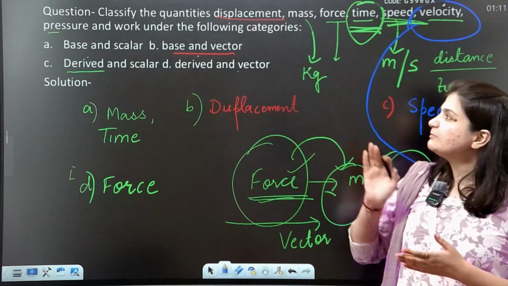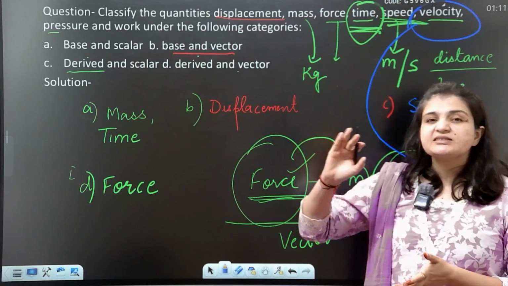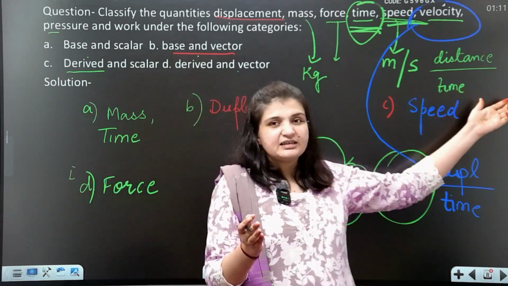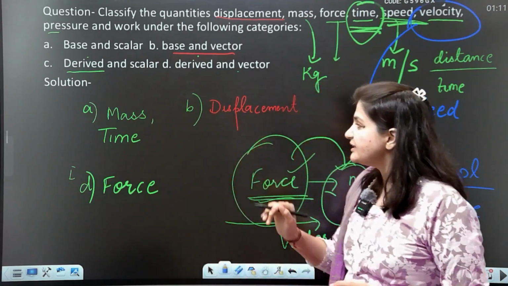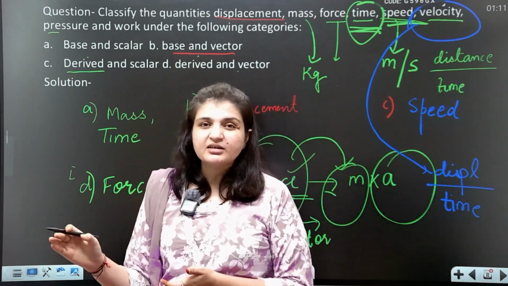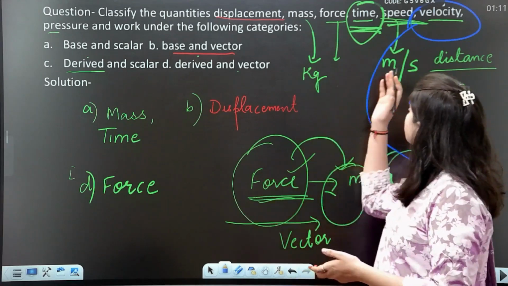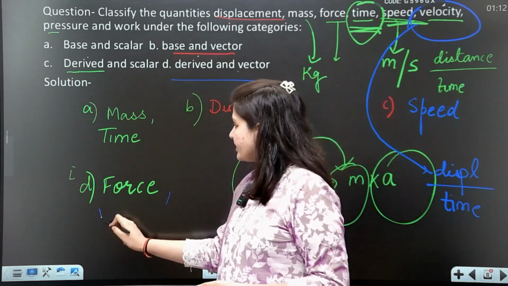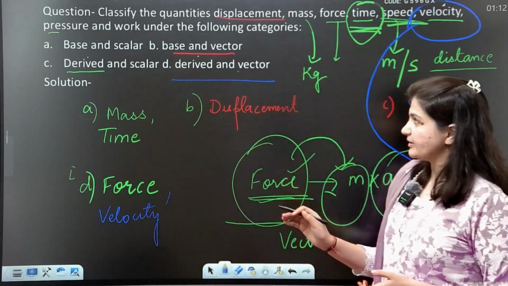So where will we keep this velocity? Is velocity dependent on other quantities? Yes, it is dependent on the displacement and time, which is length and the time taken. So it is a derived quantity. Is it scalar or vector? It is a vector quantity because it has both magnitude as well as direction. So we will keep velocity into derived and vector.